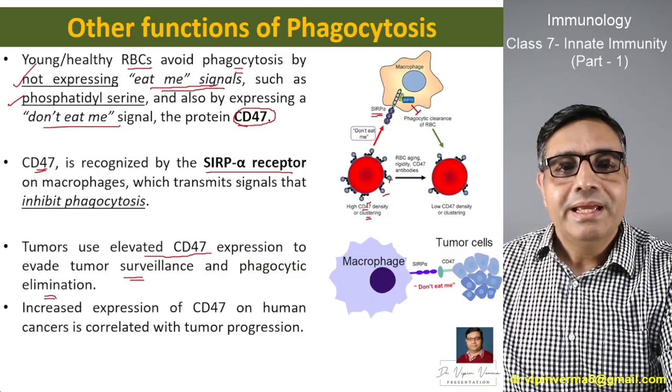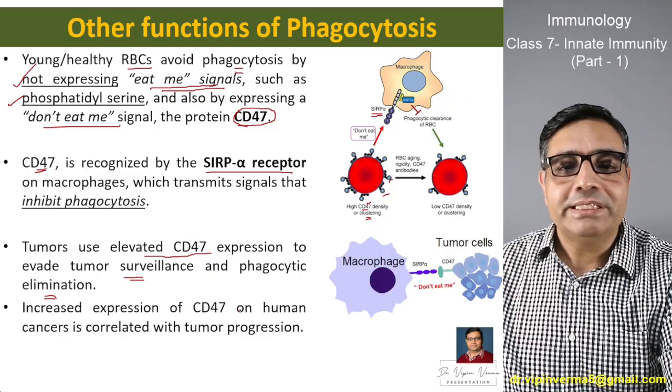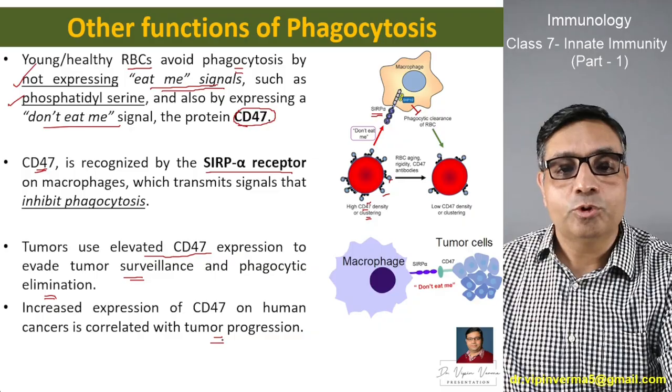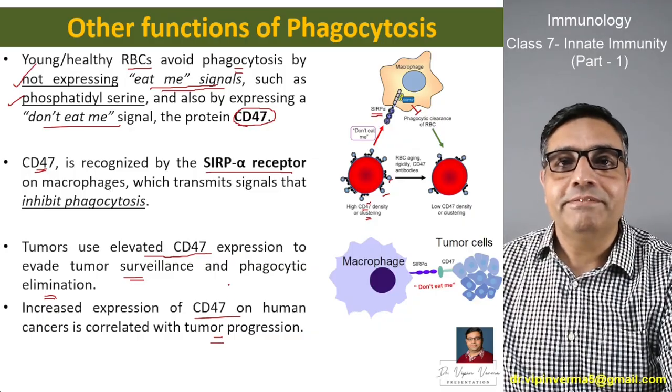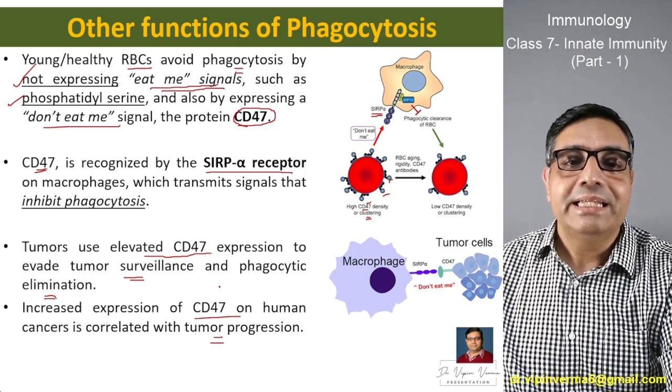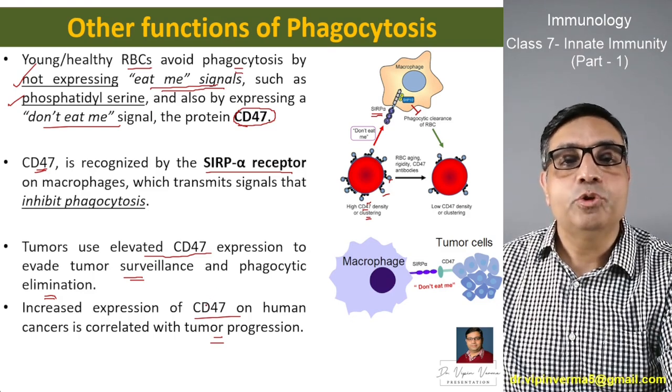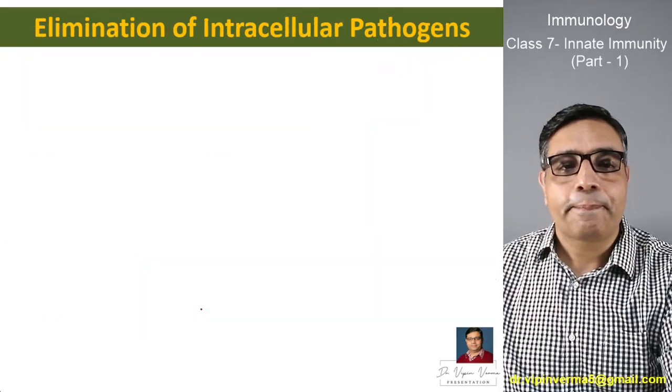Okay. Now, increased expression of CD47 on human cancer is also correlated with tumor progression. So this CD47 is also one of the markers. In the patients, if the CD47 is increased, that also correlates that the tumor is progressing.